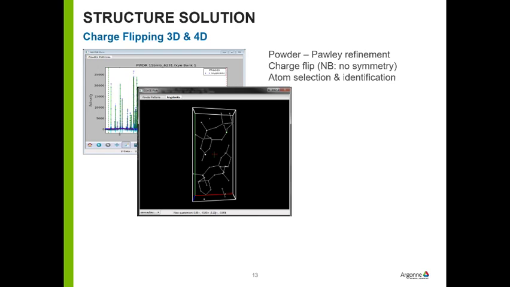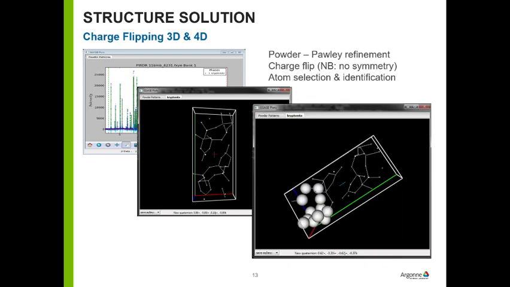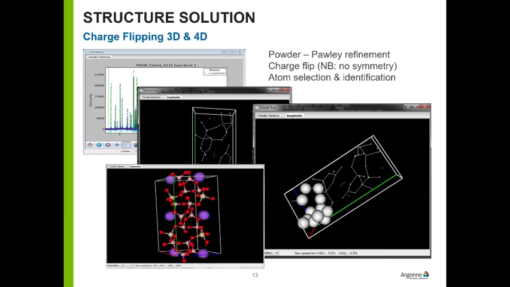Then the next thing to do is identify the peaks as being atoms. And here's the suite of atoms that's associated with this particular structure. And then the next step, what happened?